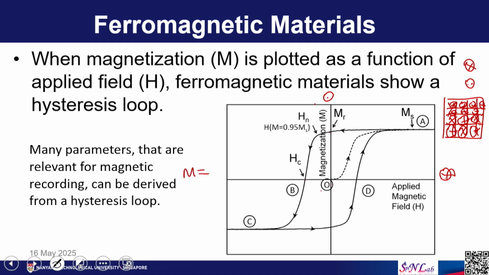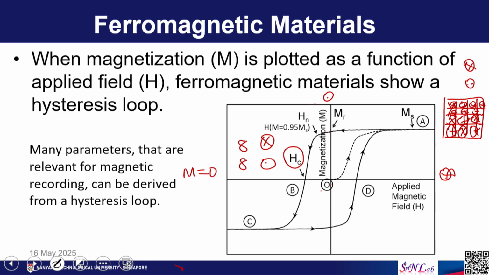Now, when you come here, M is 0. M is 0 means what? 8 of these are pointing in this direction, and 8 of the remaining units are pointing in the opposite direction. Only then the net will be 0, right. So, by applying this coercivity, you are reversing only half of these magnetic units into the other direction.